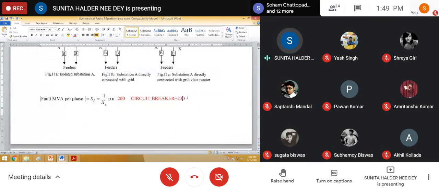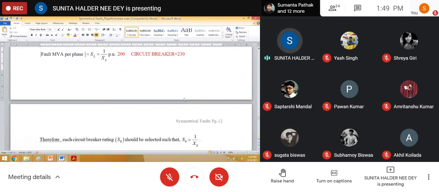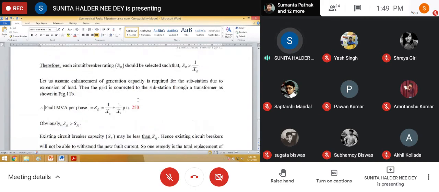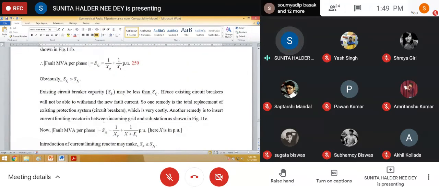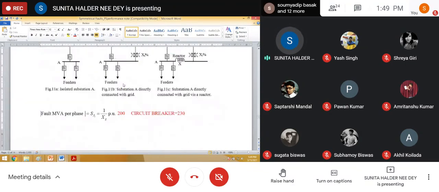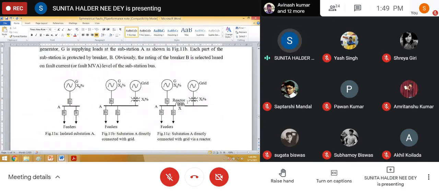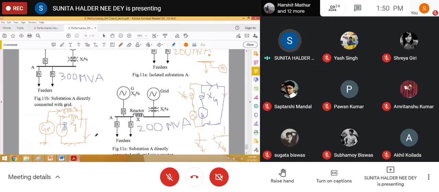If the existing CB will serve the purpose, then there is no need of a current limiting reactor. But if it is not serving the purpose, then you may connect a certain current limiting reactor and bring this fault MVA down to 230. How? When you connect a current limiting reactor like this, say here you have connected the current limiting reactor. I cannot draw here, so I have to draw in the PDF file.